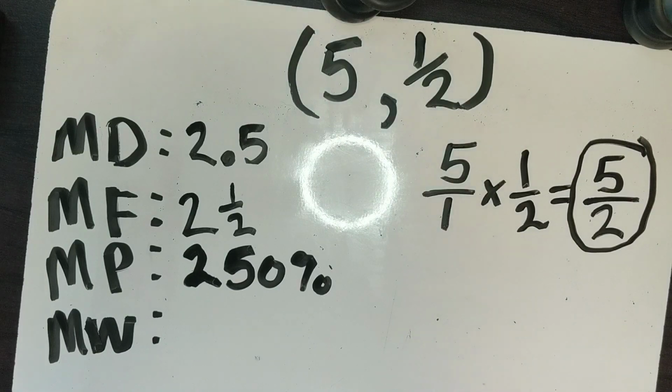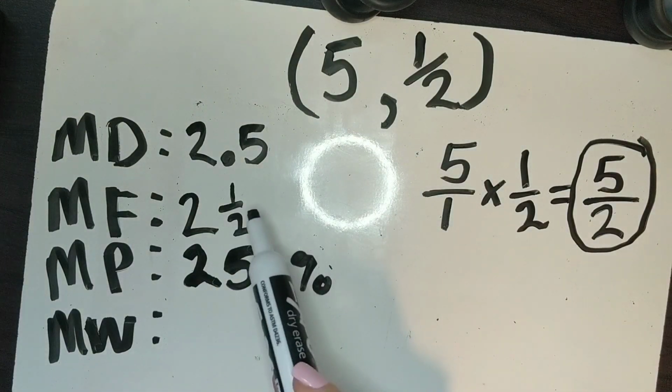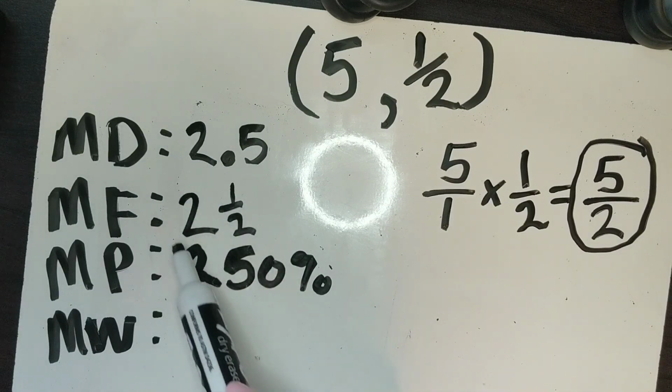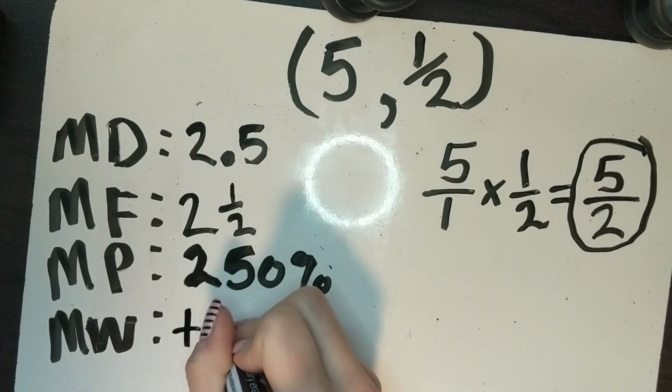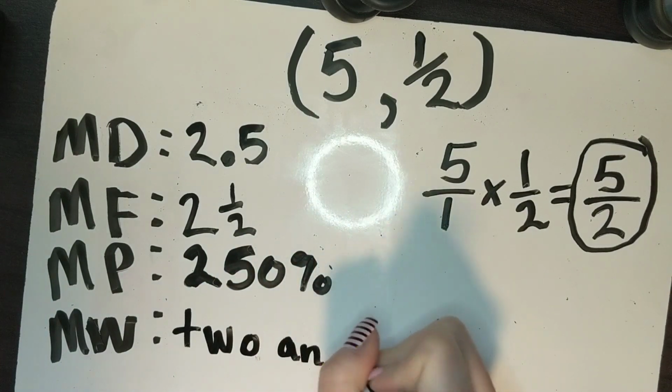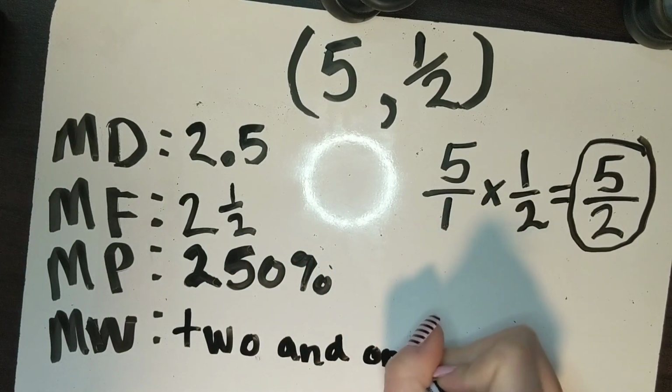And then last, I need to write it out in words. I prefer to write it out in words using the fraction form. So I would write 2 and 1/2.